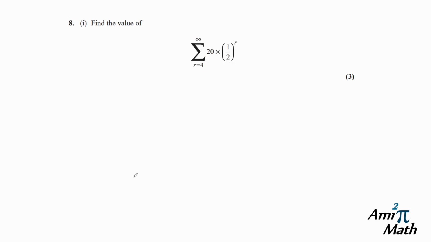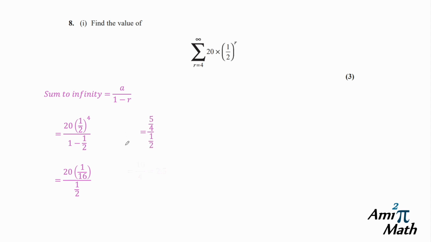Okay, find the value of this. So we can see here that this is a geometric sequence, and we know that this is saying sum to infinity. So sum to infinity equals a over 1 minus r, and we know that our a is just 20 times 1 over 2, and then our r, which equals 4, over 1 minus half. That's our r value here.